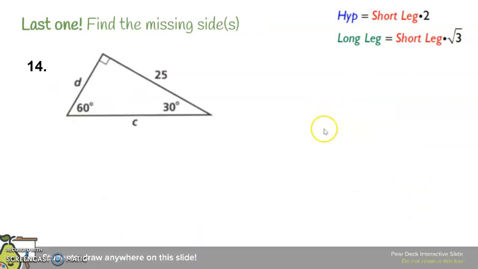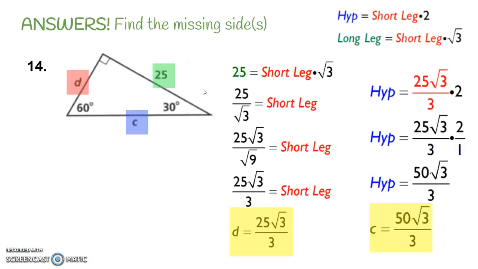Oops, sorry about that. Problem number 14. This one I left separate just because the algebra is a little bit tougher for this. It's still the same process. So again, I went ahead and decided, okay, here is my short leg because it's across from the 30. Here's my long leg because it's across from the 60. And my hypotenuse because it's across from the right angle.